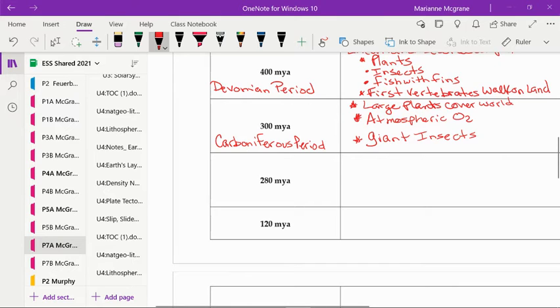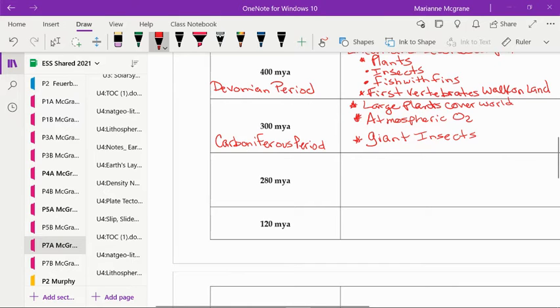Imagine a centipede as long as these two tables put together, all of a sudden coming through that door and making its way towards Lincoln. A huge centipede. That's how large these insects were. Insects could never get that big now because we don't have the amount of oxygen available to sustain them.